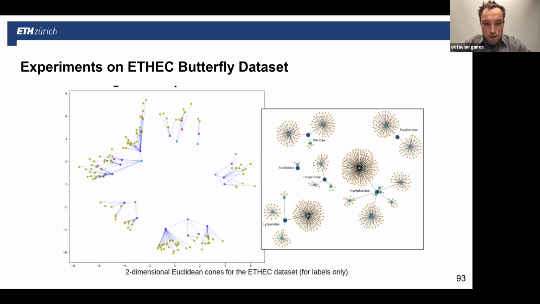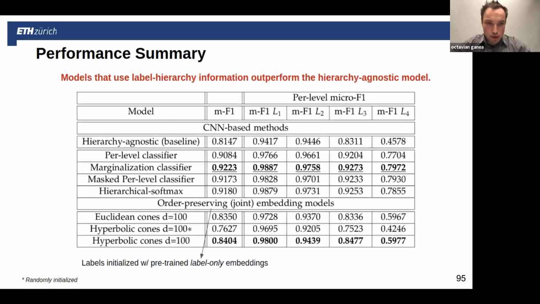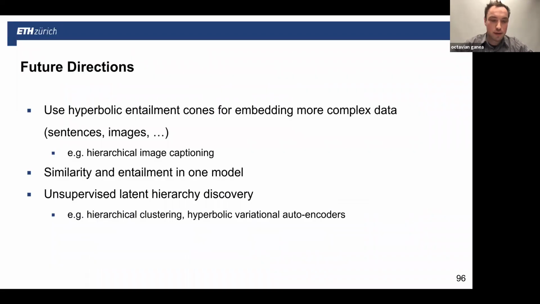Here I'm also showing again Euclidean cones for the dataset that I was mentioning before, which is a butterfly species dataset. And some performance here that I'm going to skip now. And a few more results, so you can check the slides if you're interested in details.